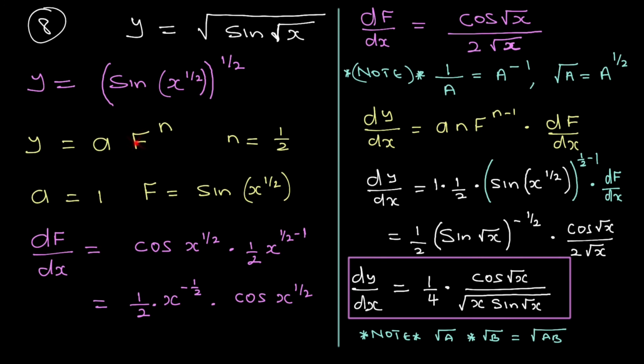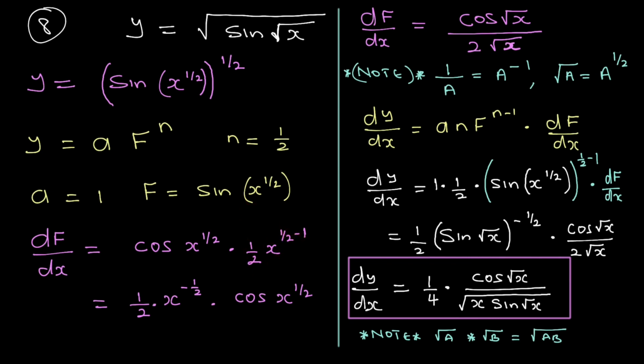So you can see what f is. F is that one, and a is 1. So n is a half. A equals 1, and f is sine x to the power of a half. The df dx is cos x to the power of a half, because if you differentiate that, you're going to get cos times the derivative of that, which is this one. So that will be a half x, a half minus 1.